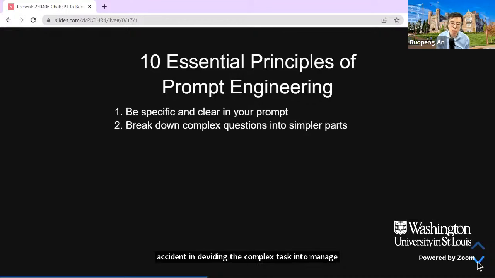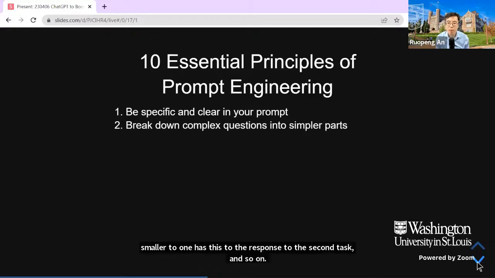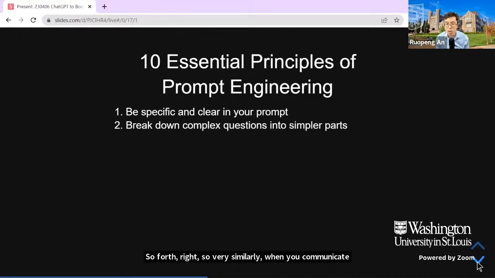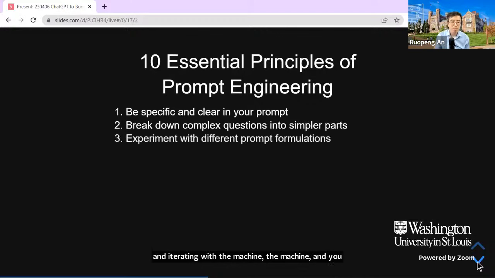The answer to one task leads to the response to the second task, and so on and so forth. Right? So very similarly, when you communicate with a machine, you want to break a complex question into smaller and more manageable parts. And by interacting and iterating with the machine, you are going to both learn better and deeper.